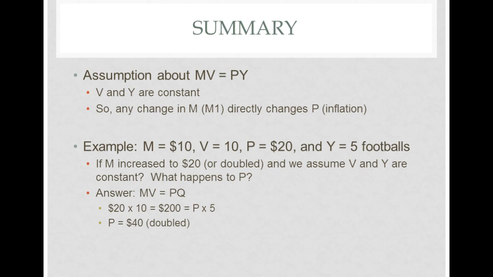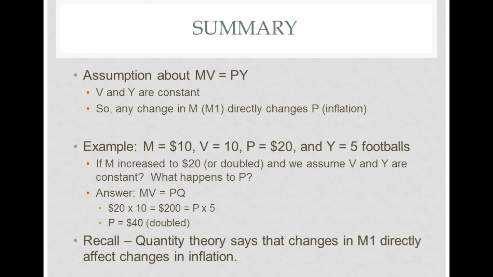And according to the quantity theory, that makes sense, because what does the quantity theory say? The quantity theory says that changes in M1 directly affect changes in inflation. Or in other words, another way of thinking about this is that monetary policy is the most important thing for affecting price level, because M1 is affected by monetary policy.